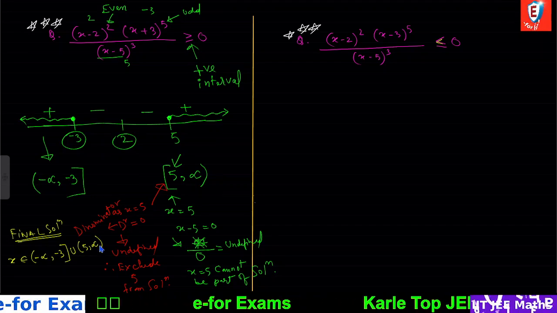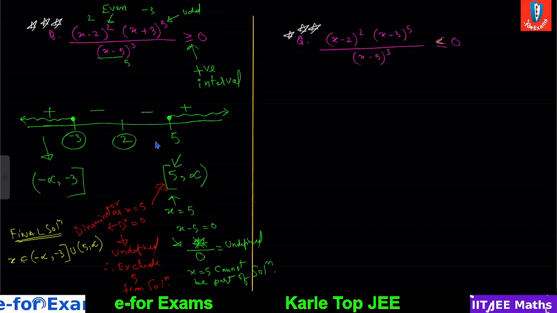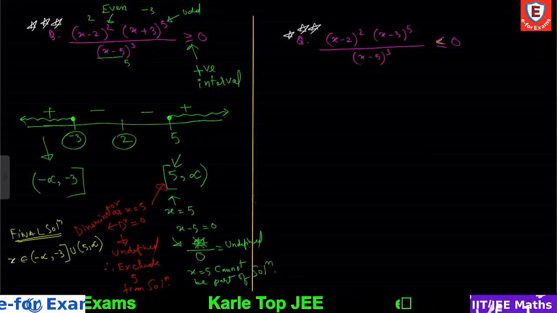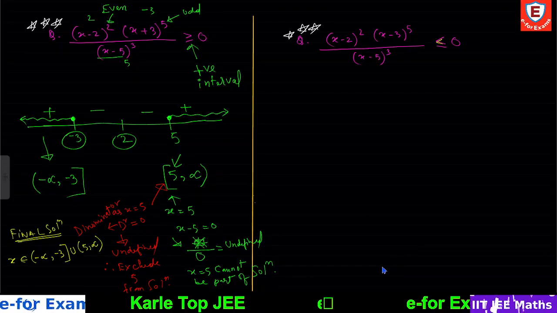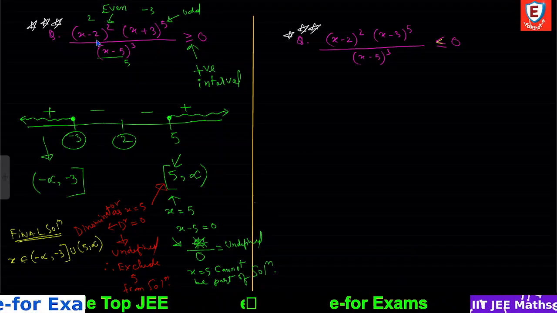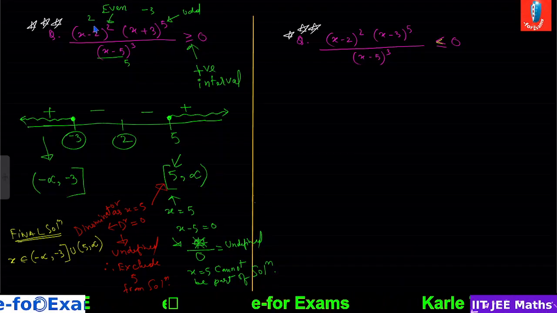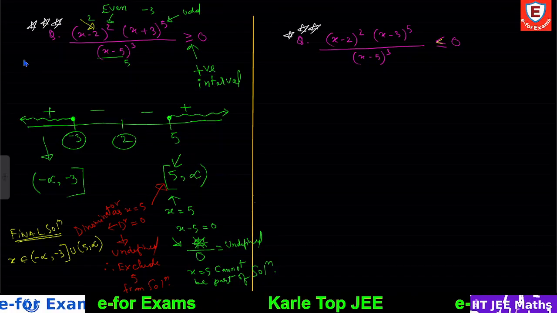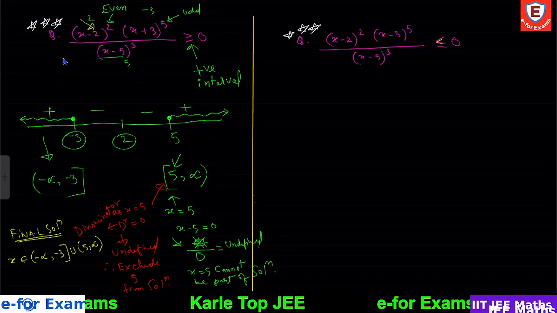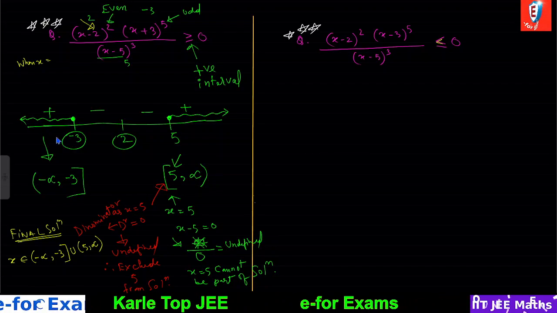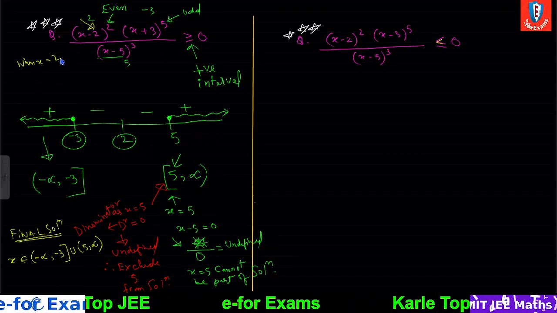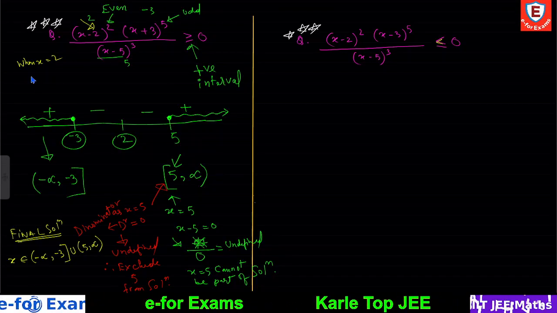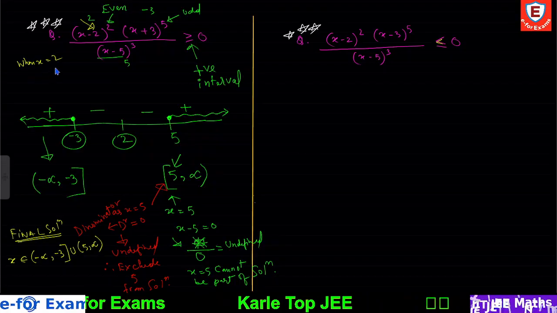And one more thing here. Observe the numerator. Look at the numerator here, x minus 2. When x equal to 2, x minus 2 equal to 0.